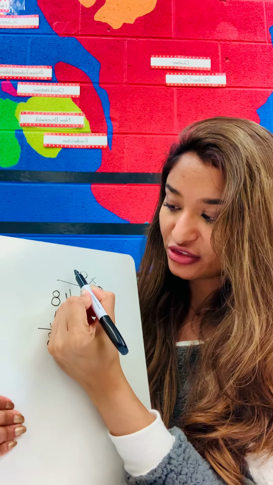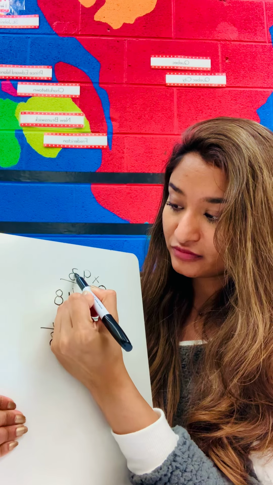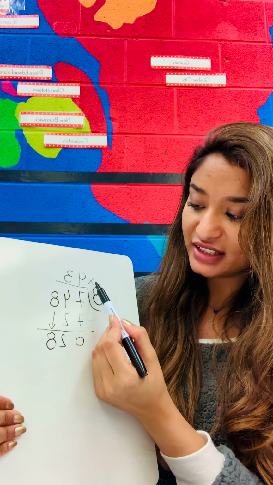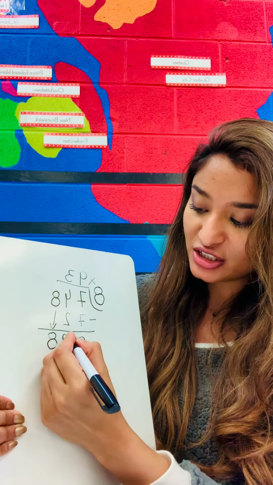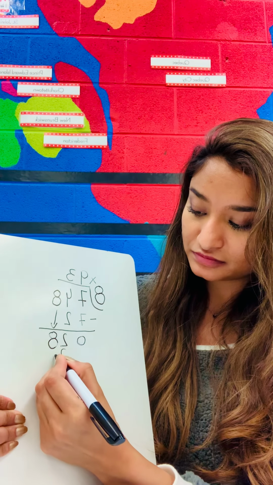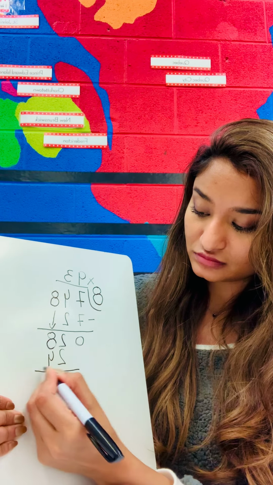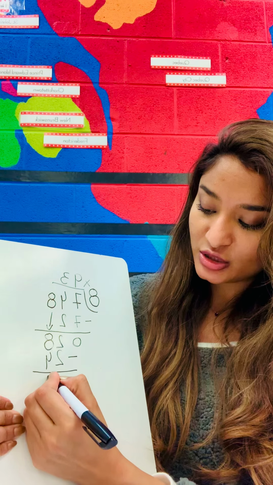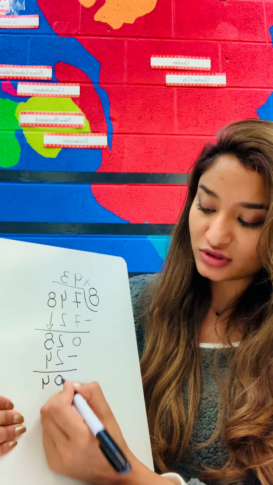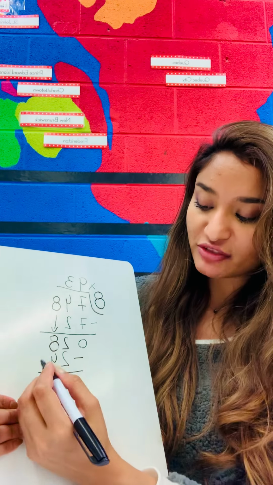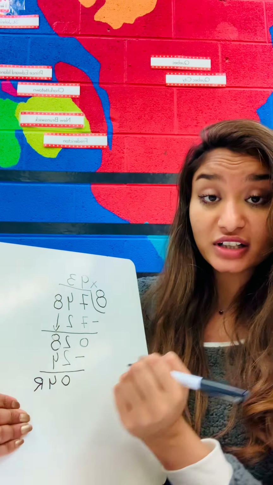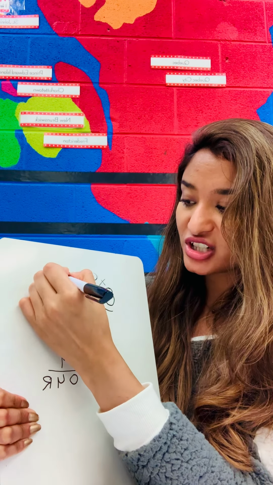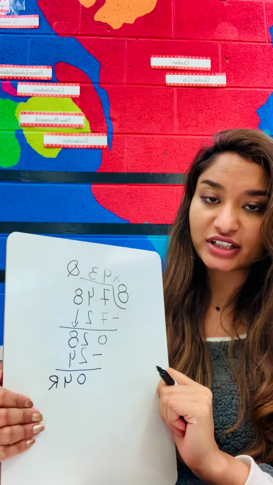So we write 3, and we go back. 8 times 3 gives us 24. We subtract, left with 4 here, left with nothing here. So my remainder is 4, and my quotient is 93.